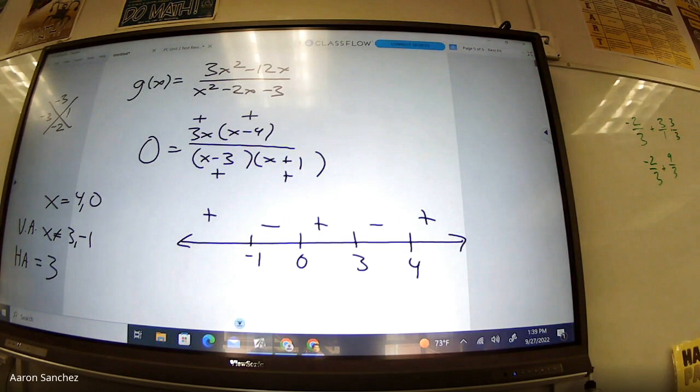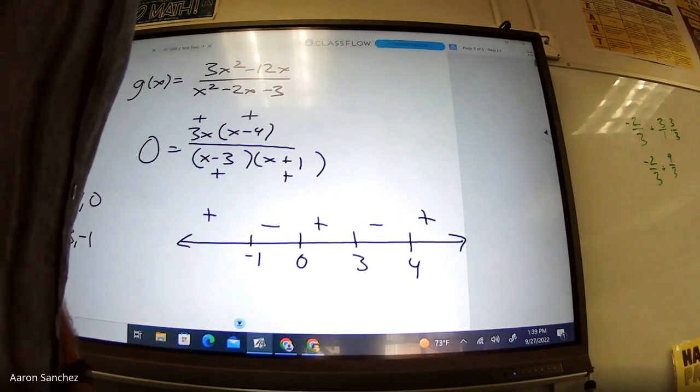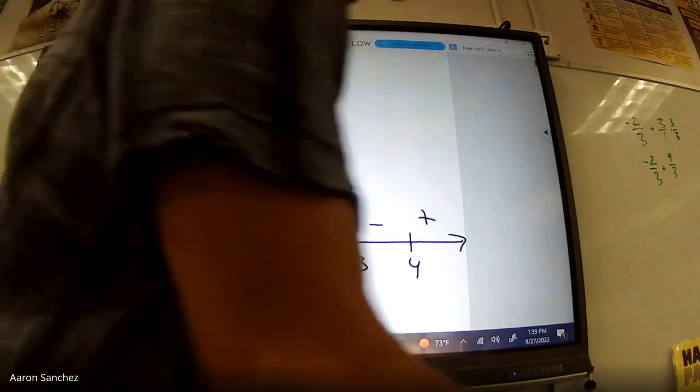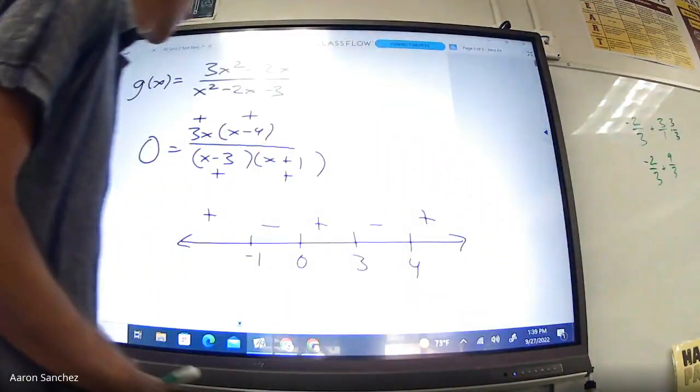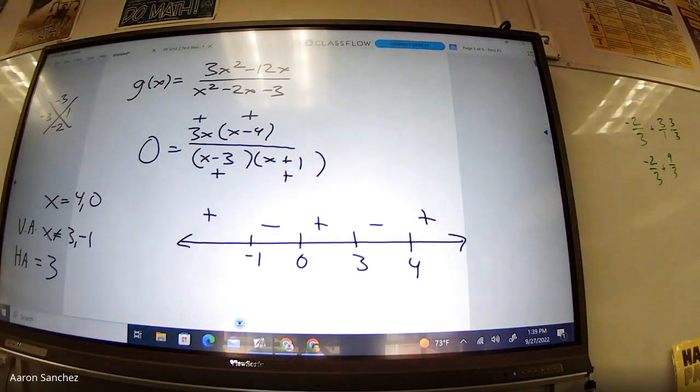What about the y-intercept? You don't have to do the y-intercept. Does it say on there to ask for the y-intercept? The y-intercept is when all the x's equal 0. But I'm not going to have you guys do that.